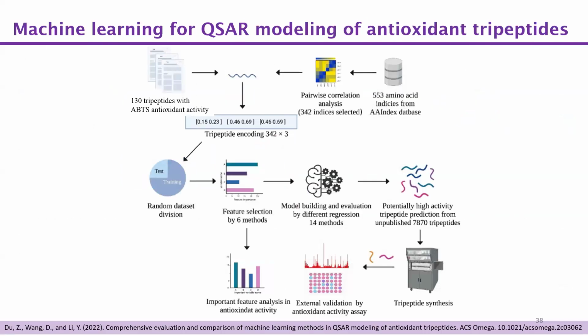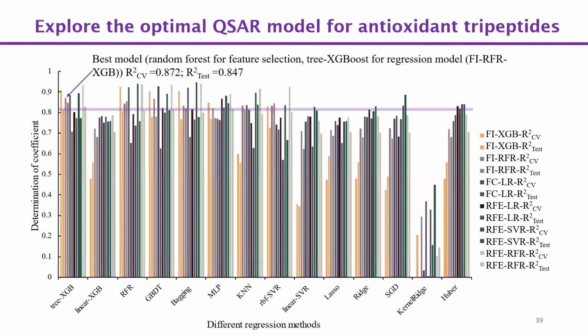Okay, so we had earlier work on the prediction of tripeptide antioxidants. We got about 130 labeled data points, not very big, but it was okay for our application. And then we compared different feature extraction methods and also different machine learning models. And then at the end, we predicted some very promising tripeptides, and then we synthesized them and did external experimental validation of their antioxidant properties.